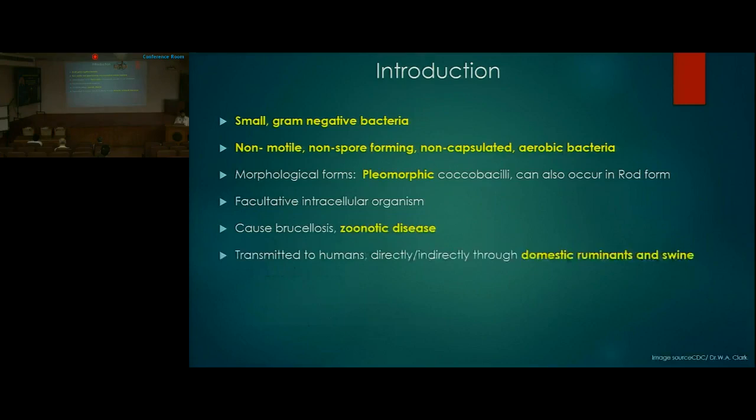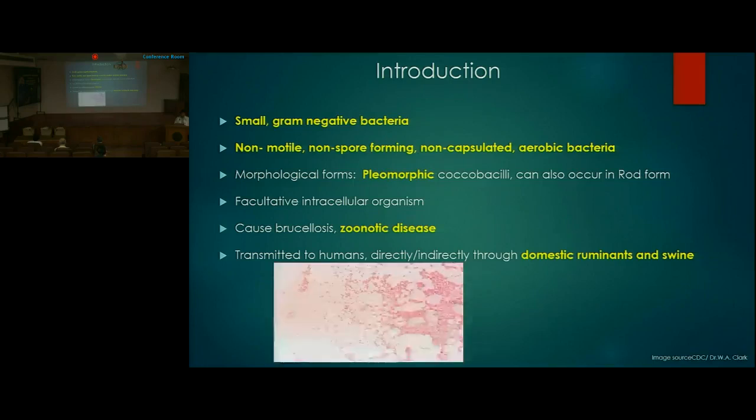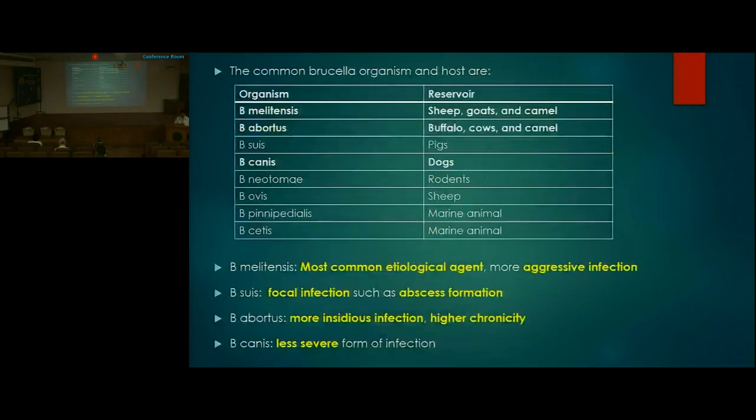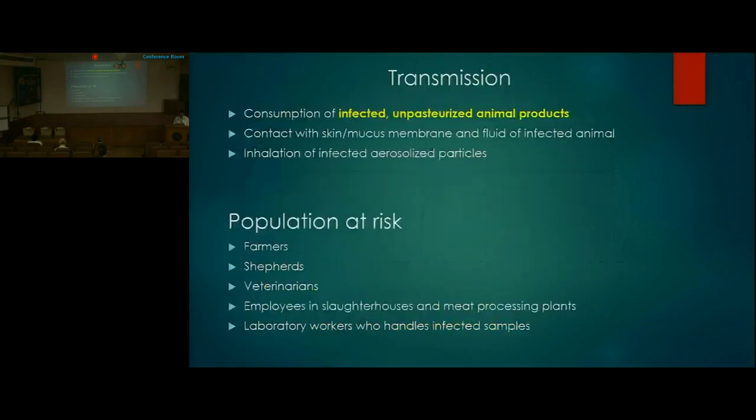It's a facultative intracellular organism causing a zoonotic disease, transmitted to humans directly and indirectly through contact with domestic ruminants and swine. Here is a picture showing the gram staining of the colony of Brucella species. Brucella melitensis is the most common etiological agent and causes a more aggressive form of infection, with the reservoir being sheep, goats, and camel. Brucella suis causes a focal infection in the form of abscess formation. Brucella abortus causes a more insidious form of infection with higher chronicity. Brucella canis causes a less severe form of infection.